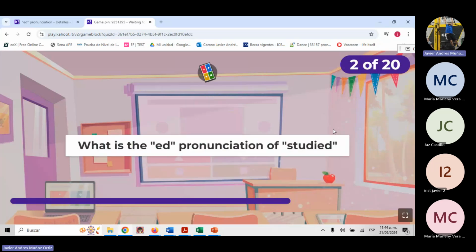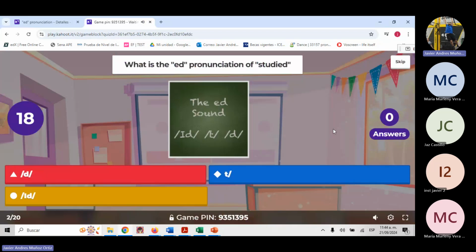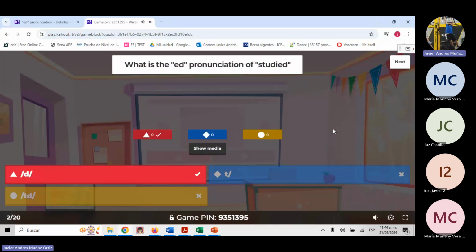Study. Study. ¿Cuál será la pronunciación? Studied, studied o studied. La misma del anterior. Todo sonido de vocal genera vibración. A, E, I, O, U. Tóquese la garganta y siéntalo. Por lo tanto, el pasado va a sonar como si fuese una D. Studied.